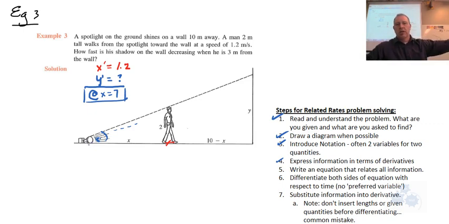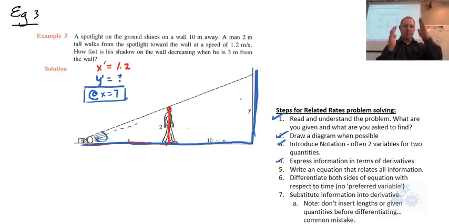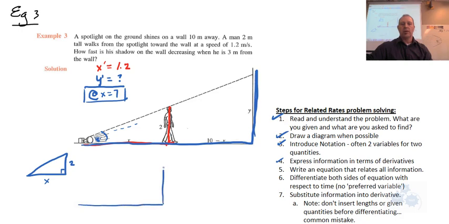Don't worry about that. What you should see is we have some similar triangles here. Because the wall is upright and the man is upright, we have a parallel situation. We have the same angle, right? So we have this little triangle right here, where this is 2 and this is x, and we have this larger triangle here that's similar, same shape, where this is y and this is 10. See that?